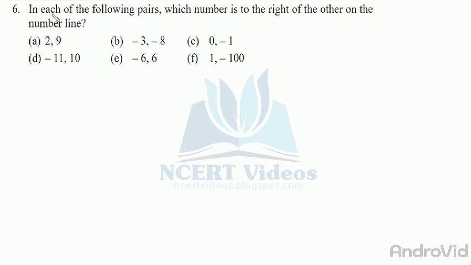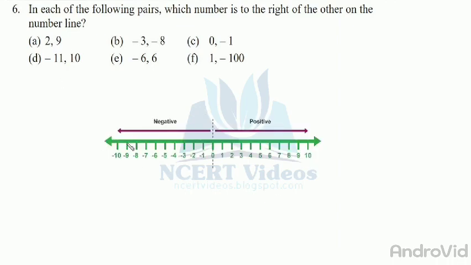Sixth, in each of the following pairs, which number is to the right of the other on the number line? So we'll have to compare the numbers. This is your number line for your reference, and this is the 0 marking, and we have to find the number which is towards the right. So in 2 and 9, you can see 2 is here, 9 is towards the right-hand side. So you can clearly see that 9 is towards the right, so we will take it. So you can write, 9 falls to the right of 2.